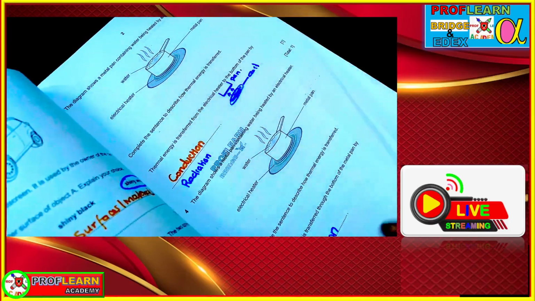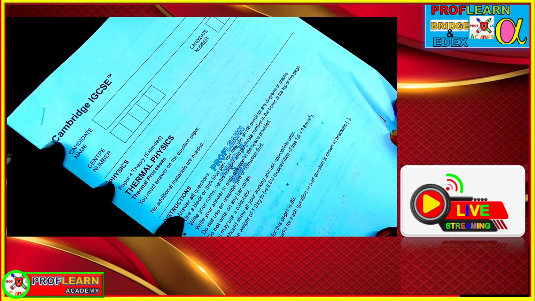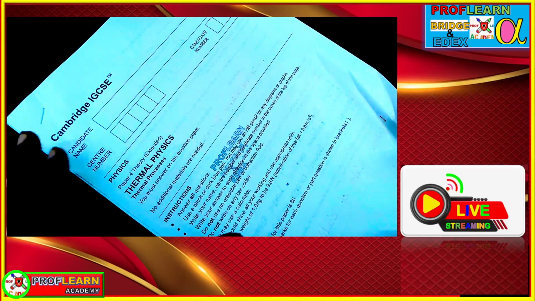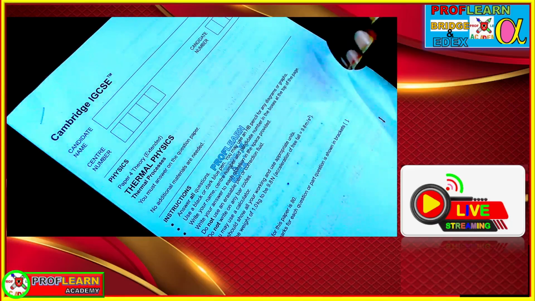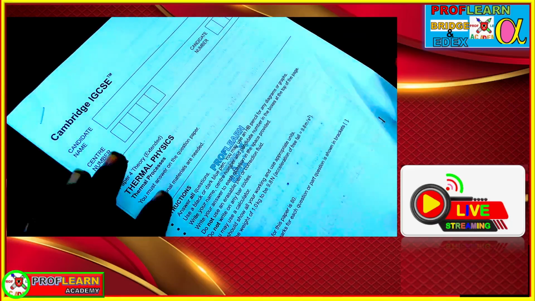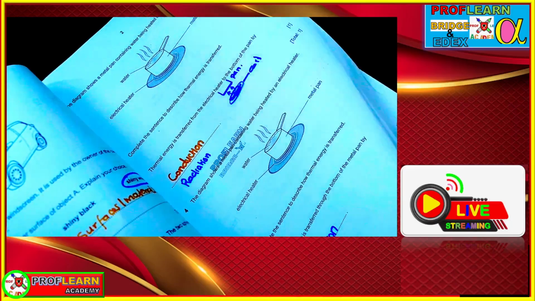Welcome to this part 2 of this particular tutorial. We had started looking at Cambridge Physics IGCSE paper 0625, that is paper 4. So we were looking at structured questions and how to approach each of them so that you can maximize on the marks in this kind of paper.